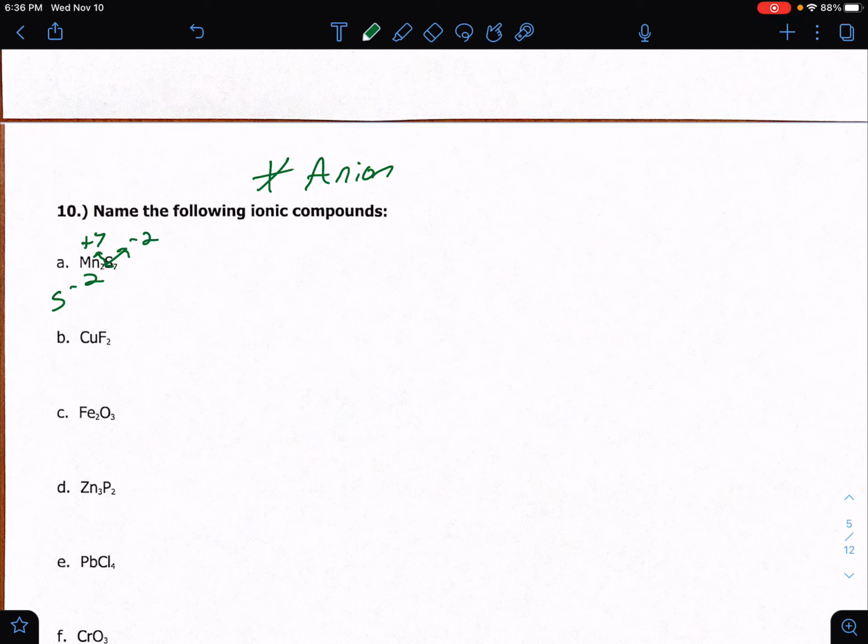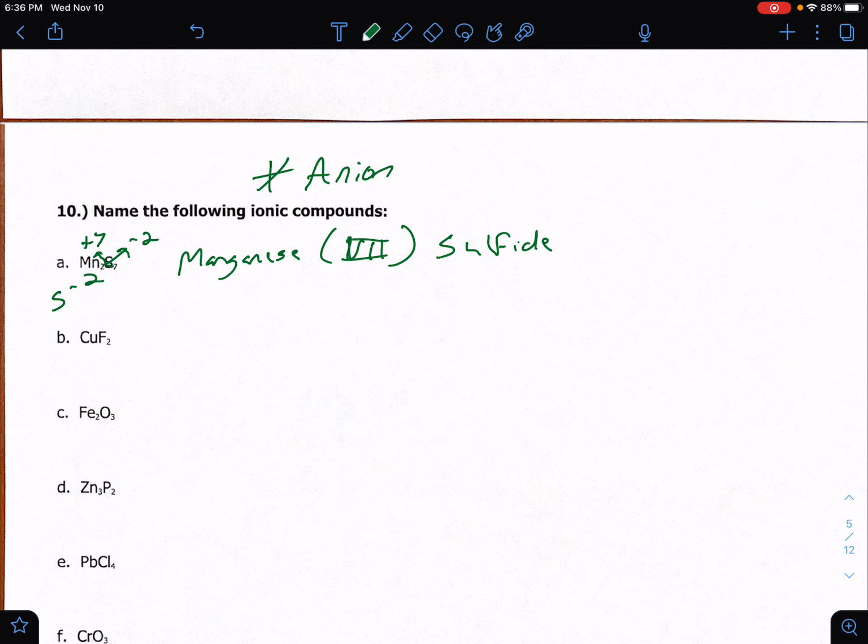So that means manganese has a charge of 7. So you're going to write manganese, and then you're going to put 7 in Roman numerals. So that's going to be VII. And then sulfur becomes sulfide. Okay, we'll do the next one.